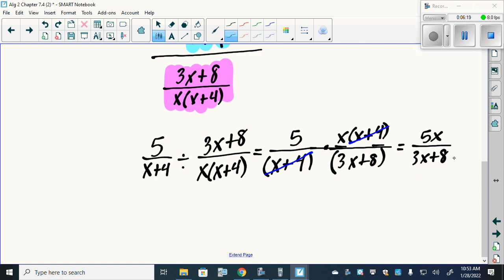And the 5x and 3x won't simplify because the 3x has the plus 8, making it a single term, which means this here is the final answer. All right, I'm going to write this over here on the sideboard. 5x over 3x plus 8. Because that's what we got as the final answer, yes? Okay.